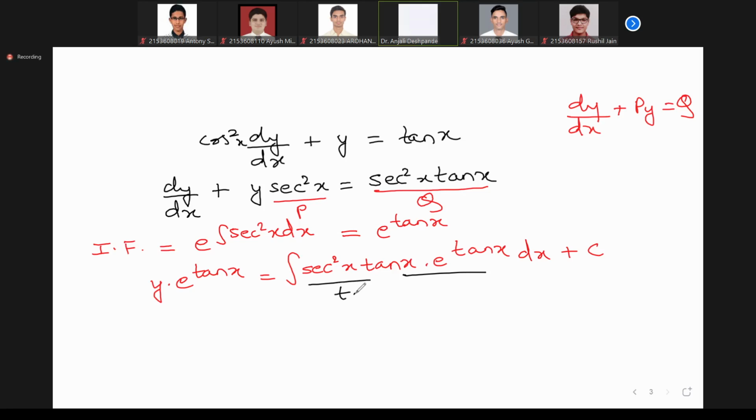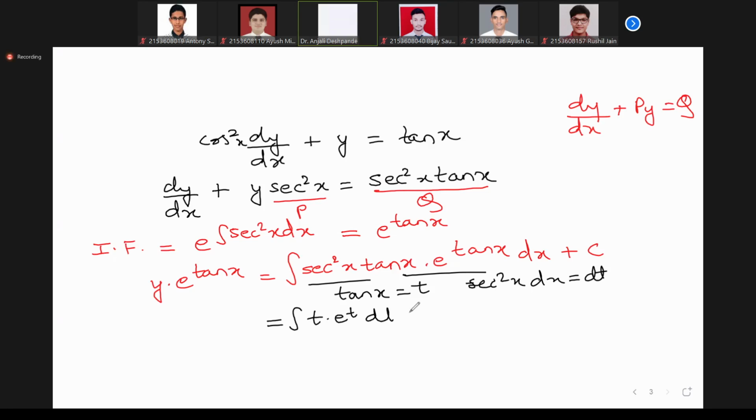Anybody? We have to make a substitution. For tan x, you can make the substitution. Then you will get secant square x dx is equal to dt. So all this will become integration t into e raised to t dt plus c.